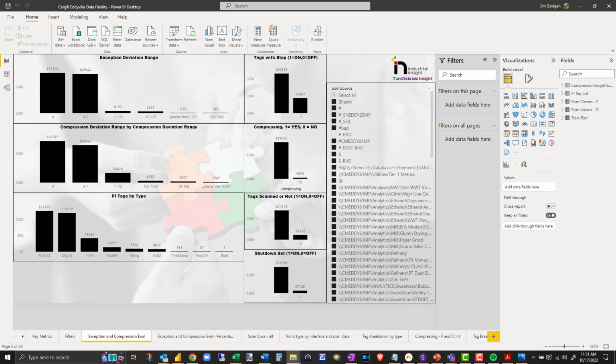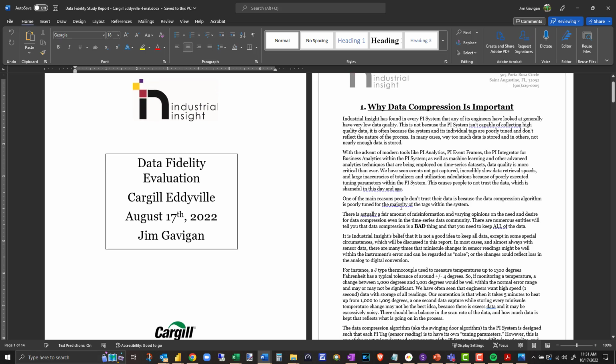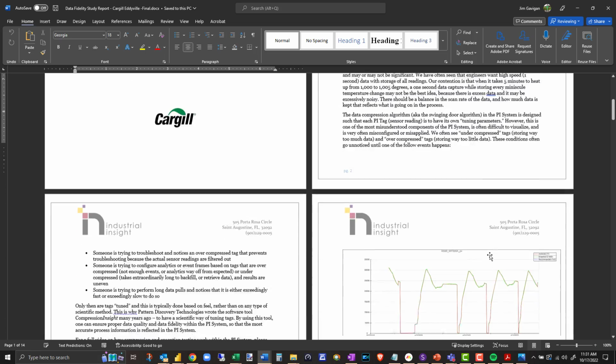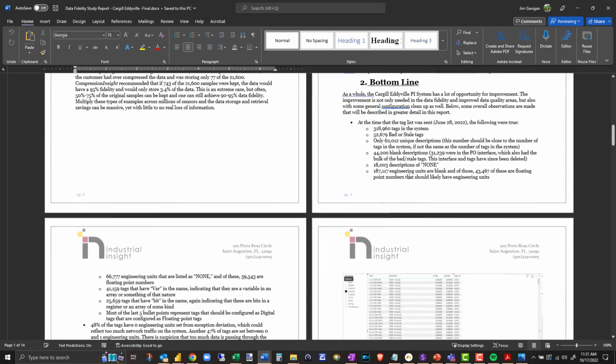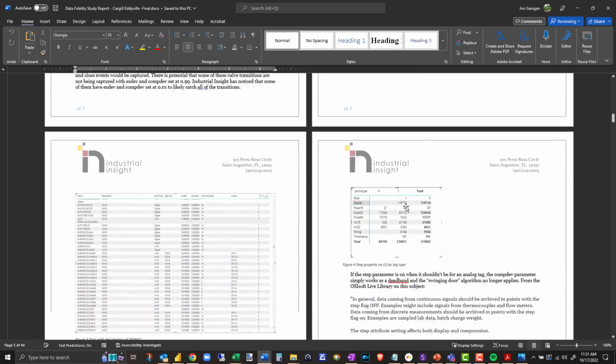And then at the end of it, we actually teach them how to use this software, this Compression Insight software, to actually tune their data where it actually looks good. And then at the end of it, we talk about why it's even important, why compression's important, all that. Kind of give them a bottom line, and we walk through the process.